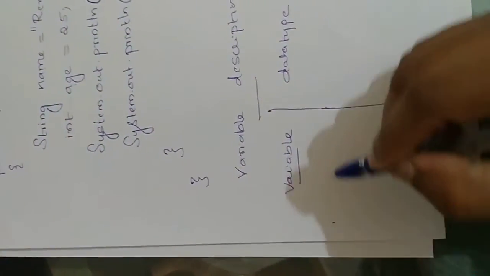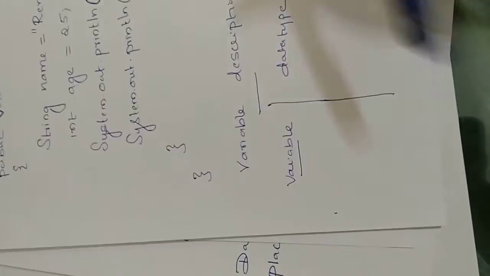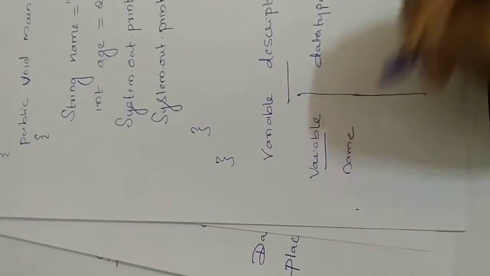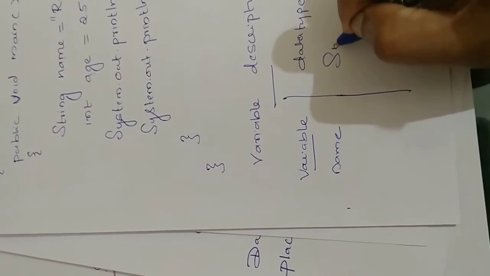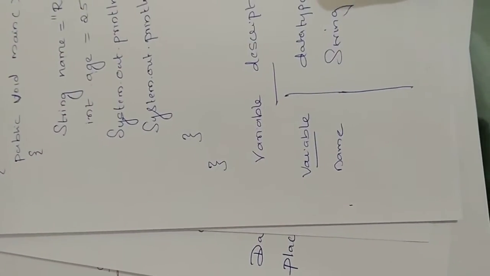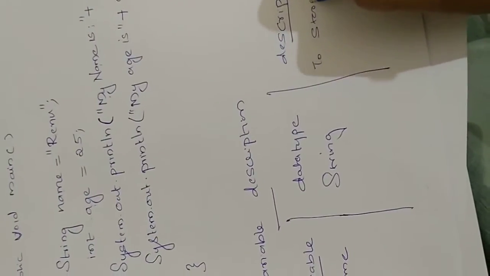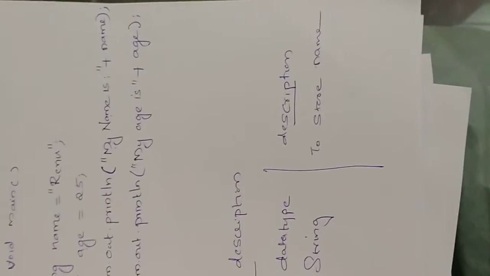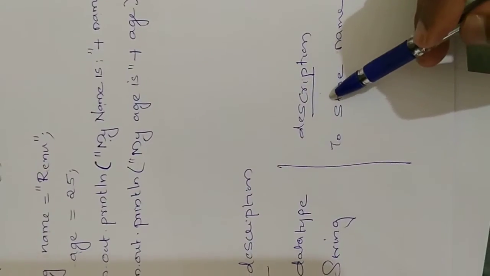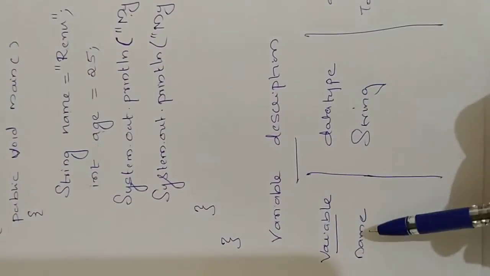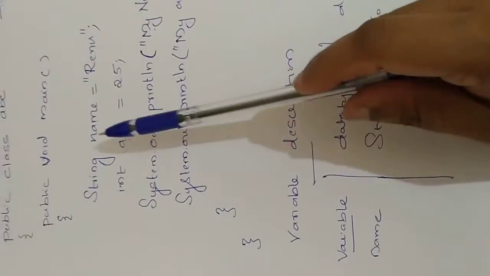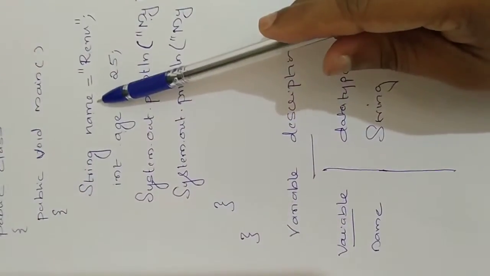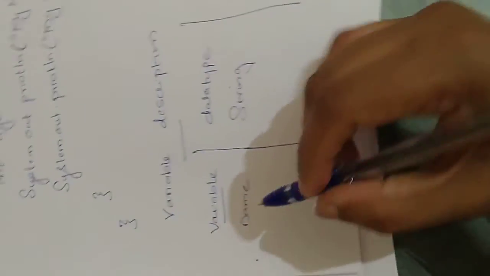For every program you have to write a variable description. There are marks for the variable description. What is my first variable? Name. It is of type string, to store name. You can write anything for description, it is not important. But for variable and data type, it should be the same as whatever you have written in the program. Its name is my variable and it's string, so it should be the same, otherwise marks will be cut.